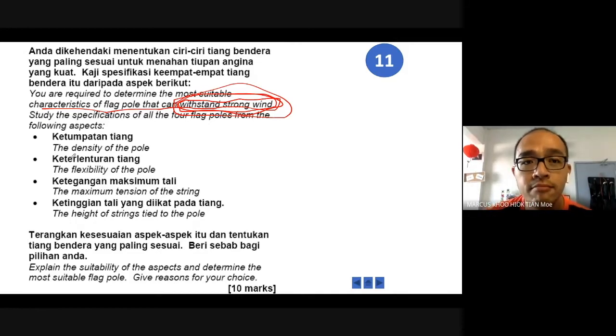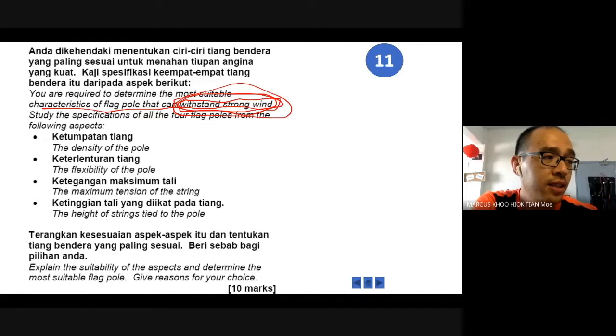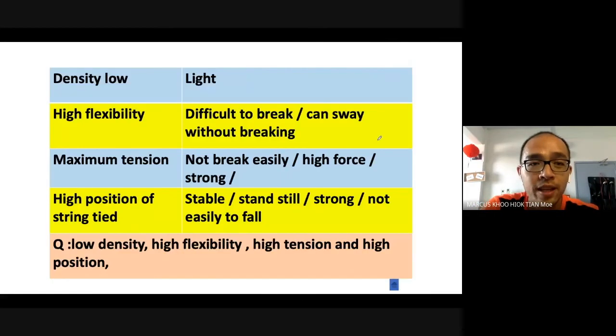Does anybody have a different answer, or should we just follow Wilson's answer? Anybody want to give an opinion? High density or low density flagpole? Which one is better? Oh, Elijah also says high density. Okay, actually I also don't know. Oh, okay, they say here low density. Oh no, I've given all the answers.